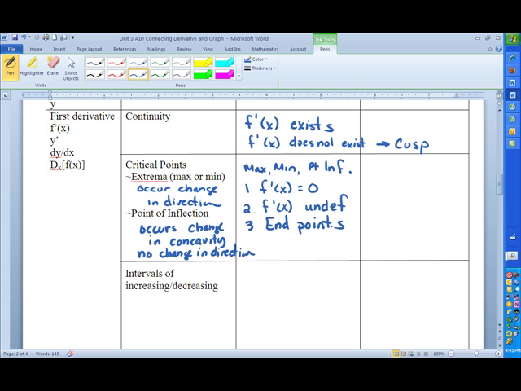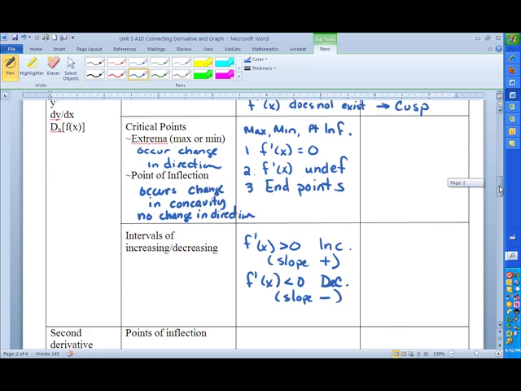Remember, we said that when your first derivative is greater than 0, you have an increasing function, and this is when your slope is positive. If your first derivative is less than 0, you have a decreasing slope, or your slope is negative. So if you're trying to find out when the company's not doing well or when it is doing well, you can use the first derivative to find that.